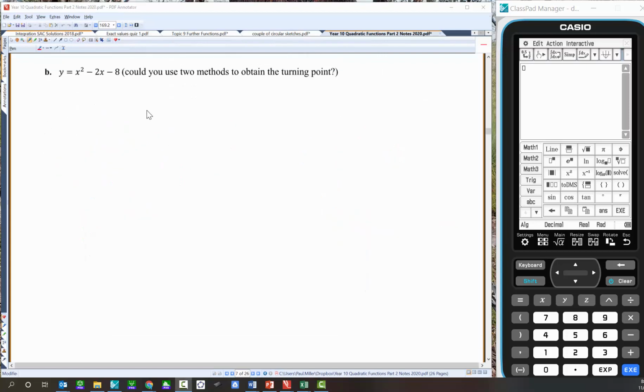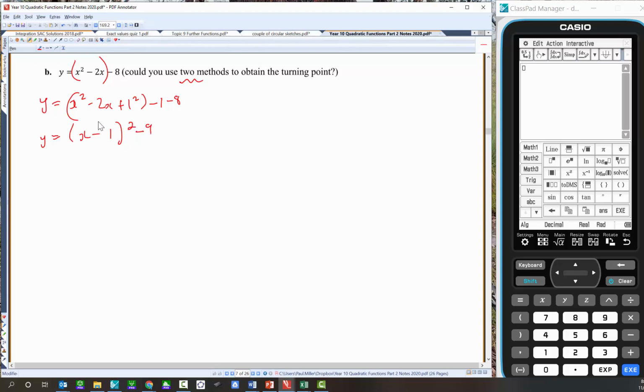All right, so we've got the trinomial here, x squared take 2x take 8, and we're going to use two methods this time to grab the turning point. So let's do it with the method I just taught you, which is completing the square. So we're going to say that this is y equals x squared take 2x, and we're going to halve it and square it and add it. And then we're going to remove it. We're going to grab that perfect square that I've just made.